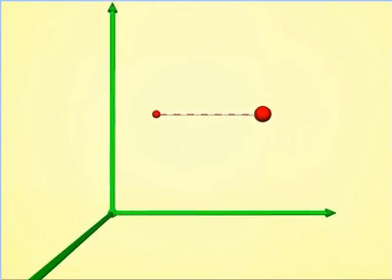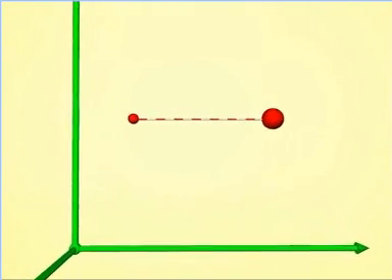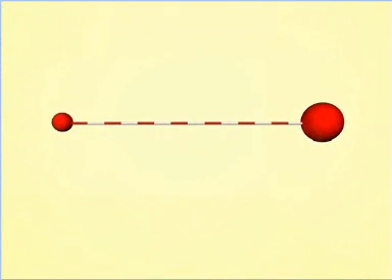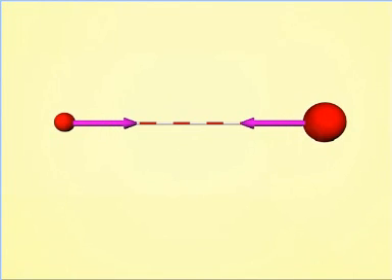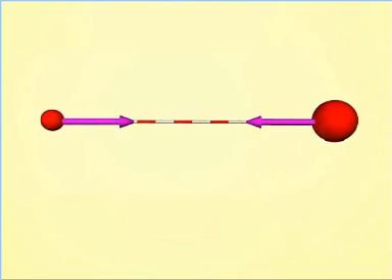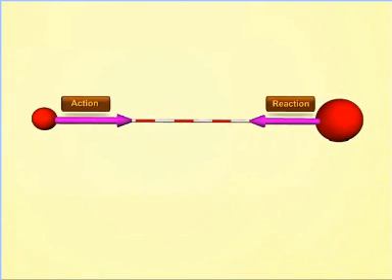On analyzing Coulomb's law, you can observe that the force acts equally on each point charge, however in opposite directions, even if the charges are unequal. Hence, the two forces constitute an action-reaction pair.